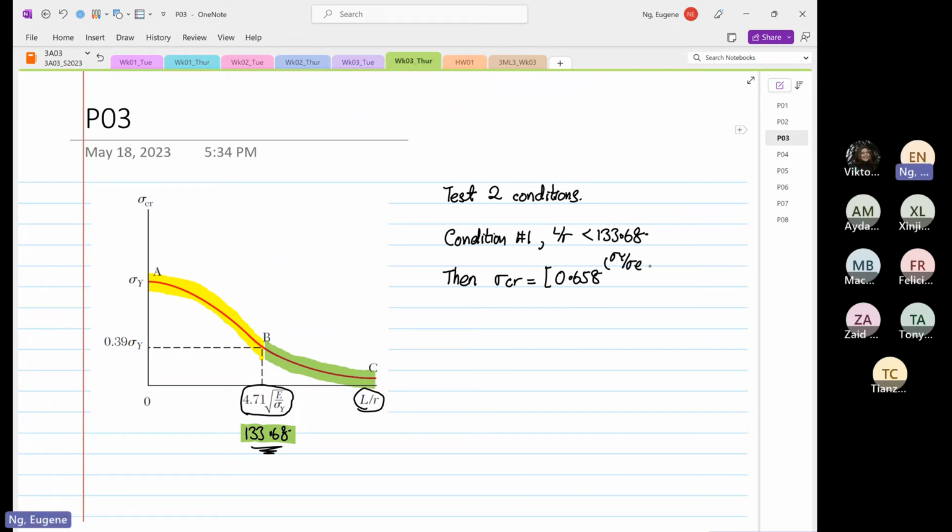divided by stress E, close bracket, multiplied by stress U. Okay, we have to use this condition. And then we have to apply that stress E is equal to pi squared E over L squared over R squared. Okay, so we have to compute this. So this is our condition number 1.